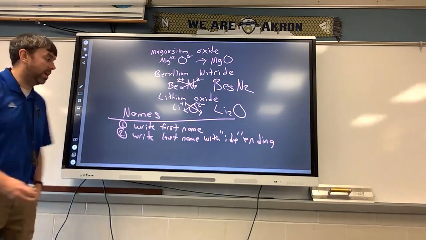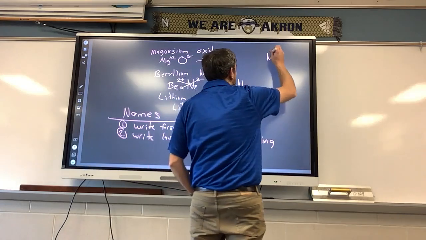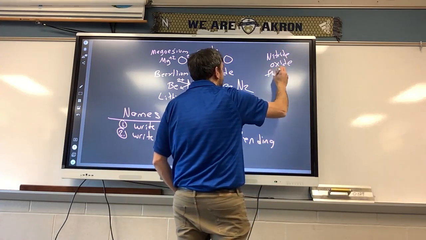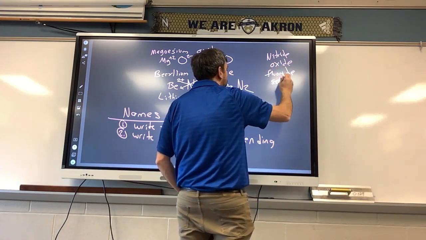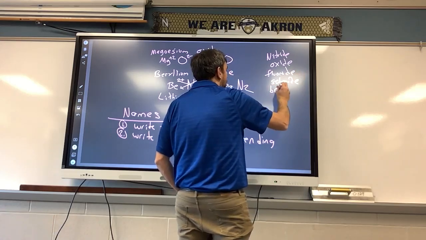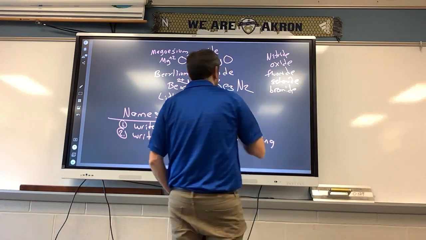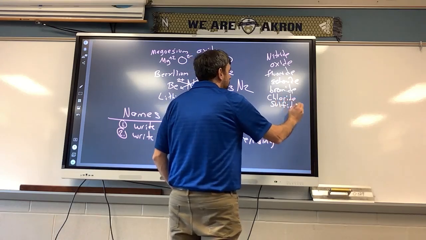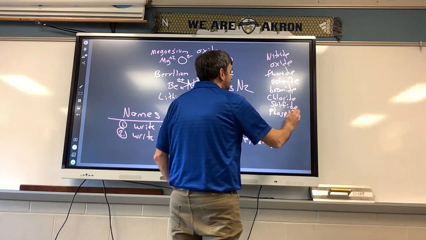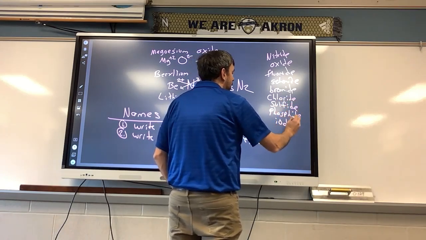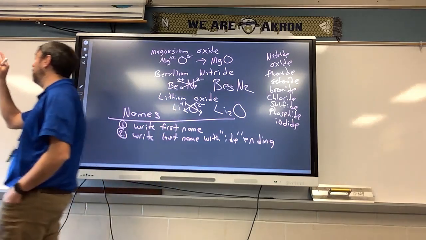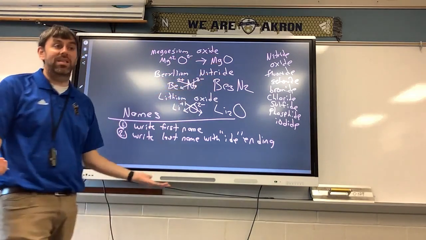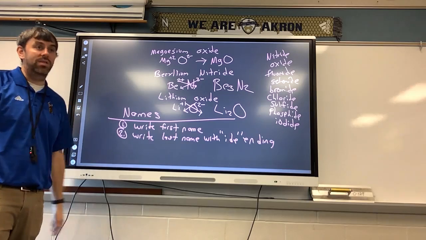So possible last names we could have, let's just make a list, would be nitride, oxide, fluoride, there's not a lot, selenide, bromide, what else? Chloride, sulfide, phosphide, and iodide. I think that's all of them. 1, 2, 3, 4, 5, 6, 7, 8, 9. Is there 9 up here? 1, 2, 3, 4, 5, 6, 7. Yep, that's all the possible last names. You don't have to copy them. I just wrote them out there so you can see them.